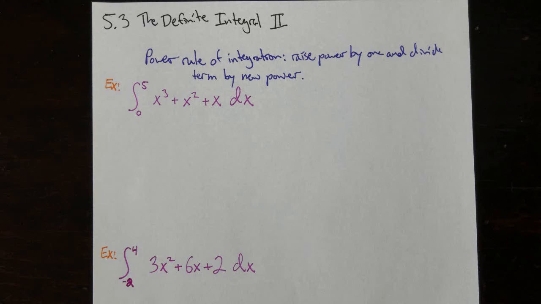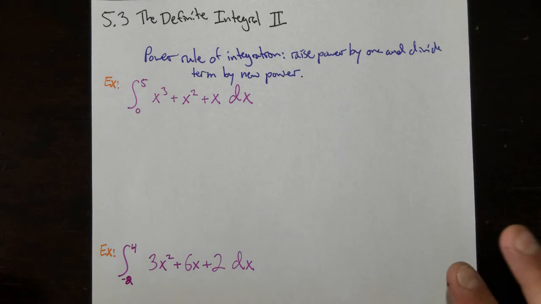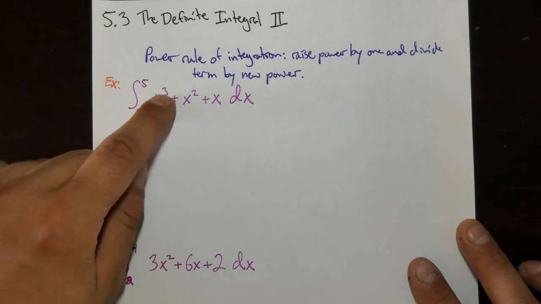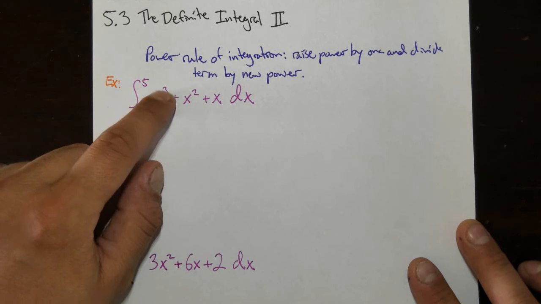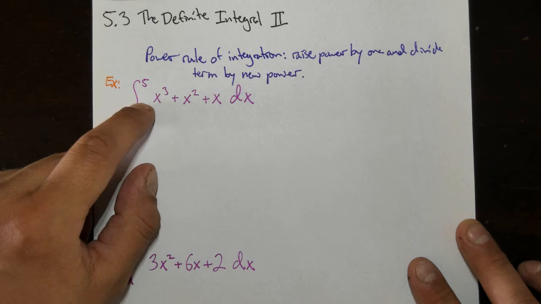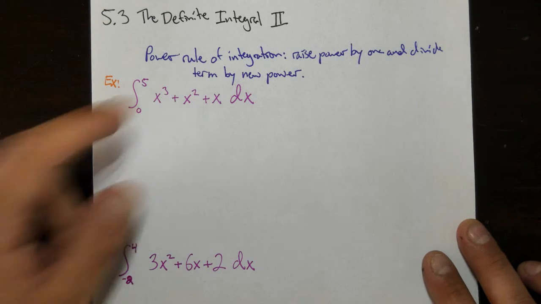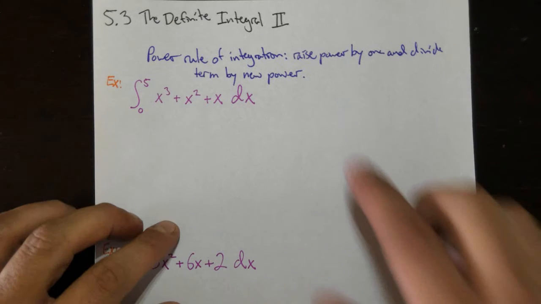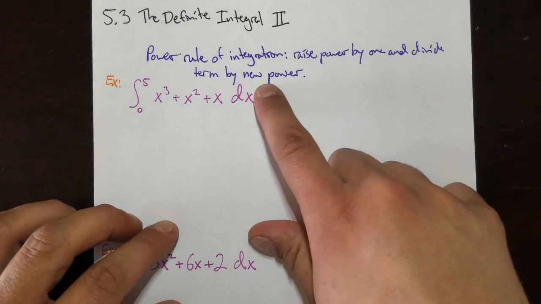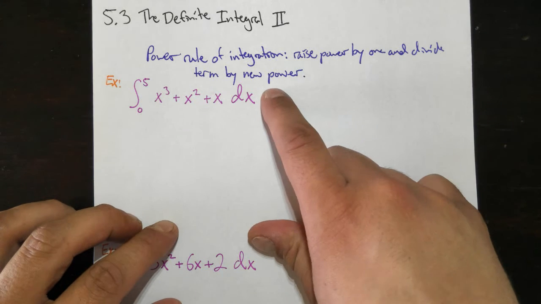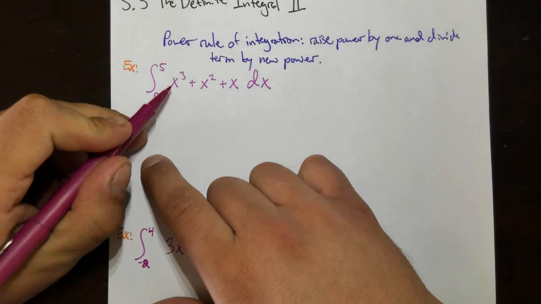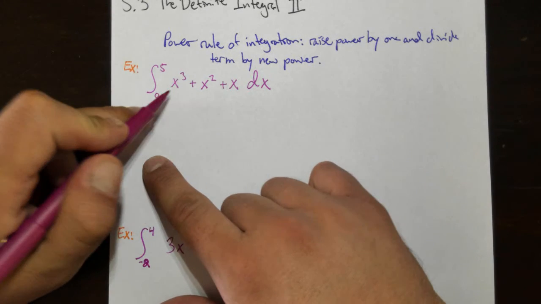So on a lot of these we use the power rule, right? Remember the power rule when taking a derivative: you multiply by your exponent and then lower your exponent by 1. Well, when integrating, we want to do the opposite. We raise the power by 1 and then divide the term by the new power. That will give us our integral. So if we do that with every term, we should be good.